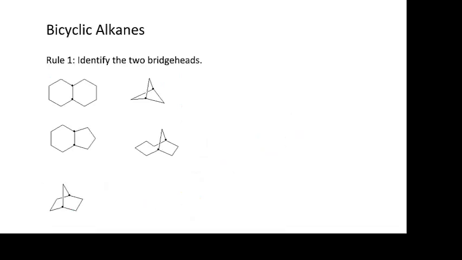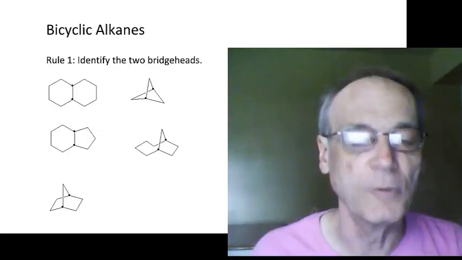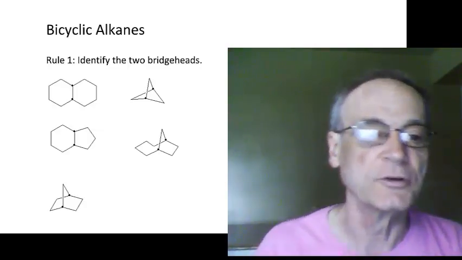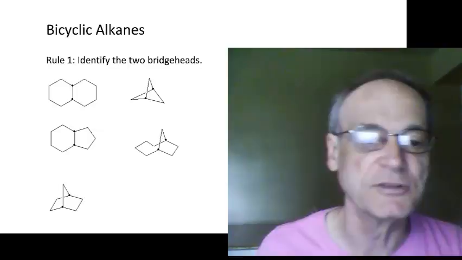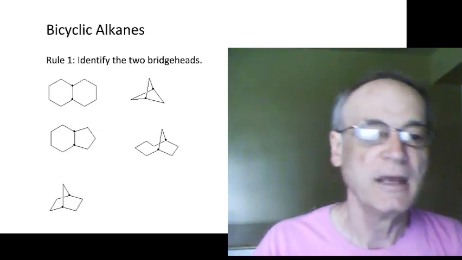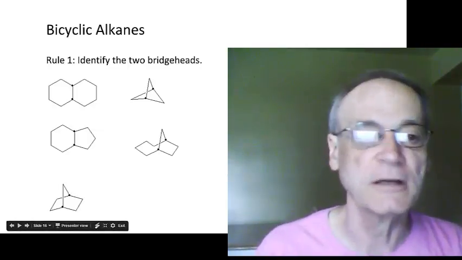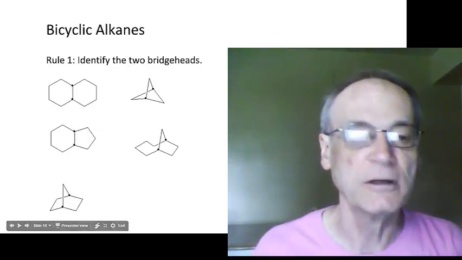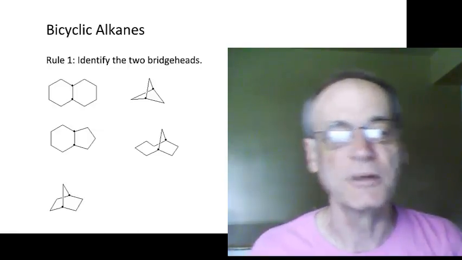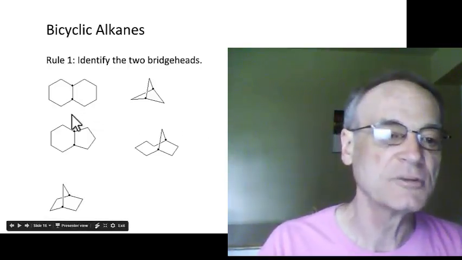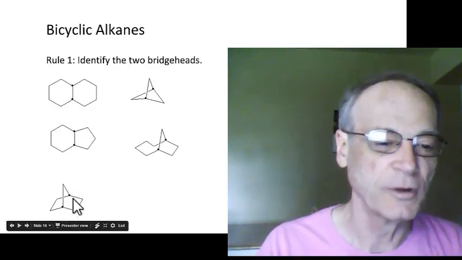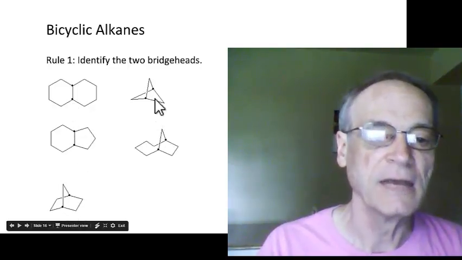Now let's do a little bit more complicated system, and that's bicyclic alkanes. I've drawn here 5 examples of bicyclic compounds, or bicyclic alkanes. You can find many more in the book and all sorts of them online. Just search for bicyclic compounds and you'll get tons of images. Anyway, rule number 1 says identify the 2 bridgeheads. Now with spiros there is only 1 bridgehead because they only share 1 carbon between the 2 rings, but with bicyclics there will be 2 bridgeheads. And they may be right next to each other, as in this case, or they may be separated from each other, as in these cases.